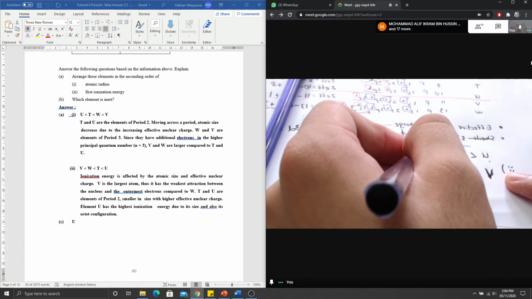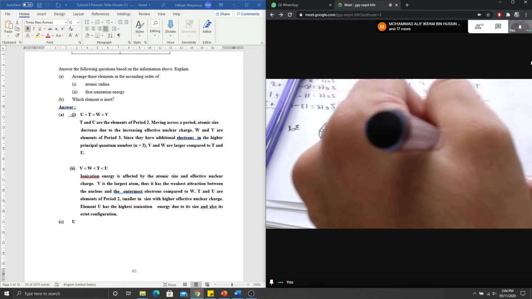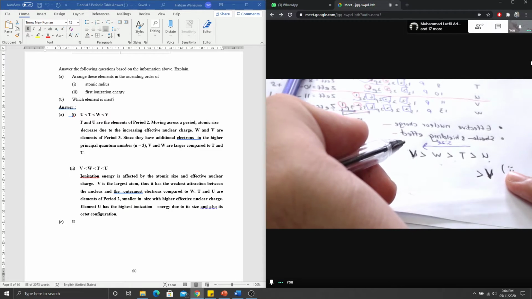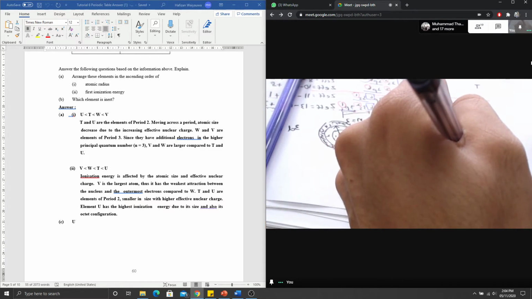Kita tahu V is the biggest. So, kita just terbalikkan je lah. So, since V is the biggest, so paling senang nak buang. So, kita terbalikkan.